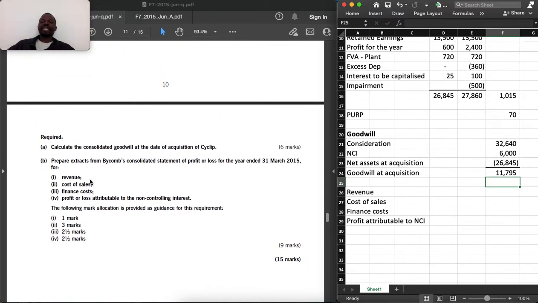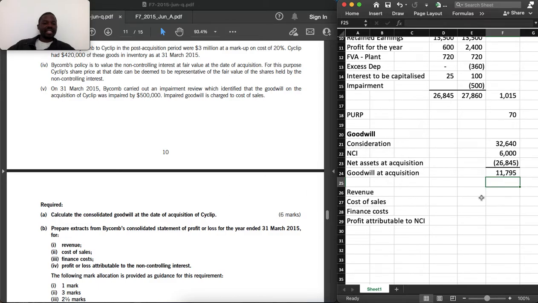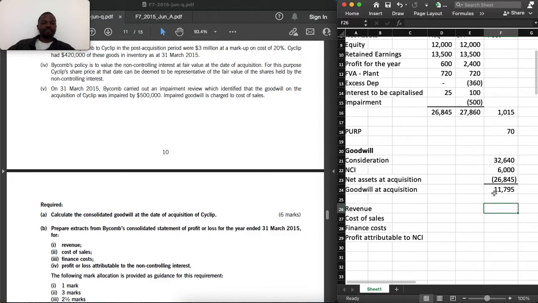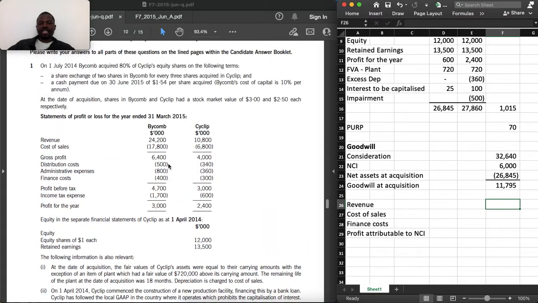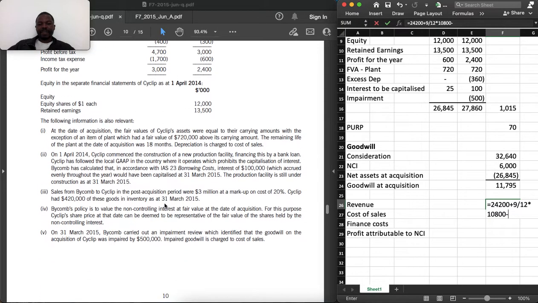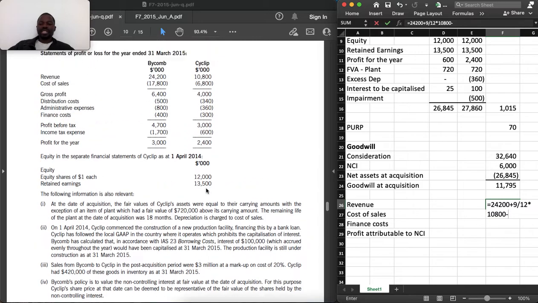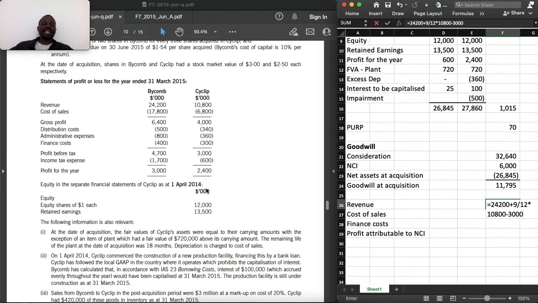Then now we want revenue for the year, the consolidated revenue for the year. Let's see how we go about it. The revenue for the parent, we are now adding across, 24,200 plus. For the subsidiary, we don't take the 10,800. We only take 9 months of the revenue. So we say 9 divided by 12 multiplied by 10,800 like that. Then we mustn't forget to subtract the 3 million, which is in thousands, the 3,000 like that.